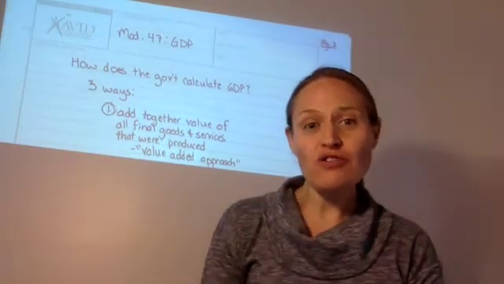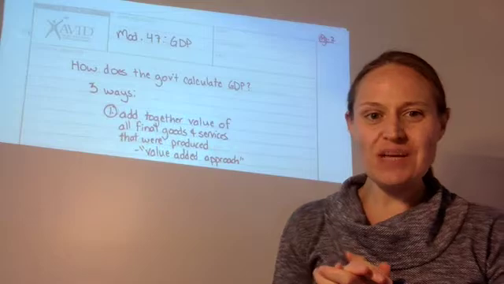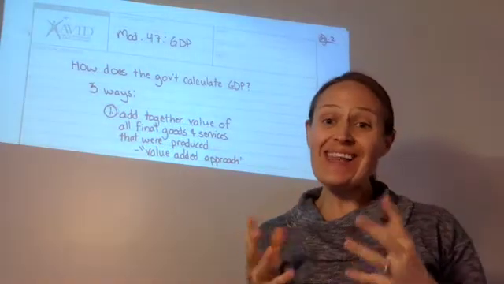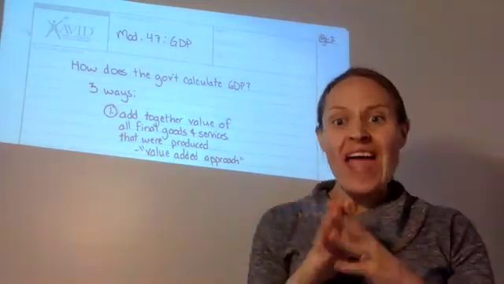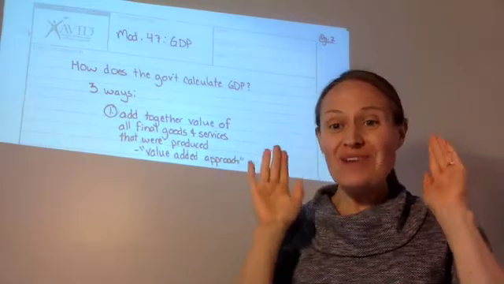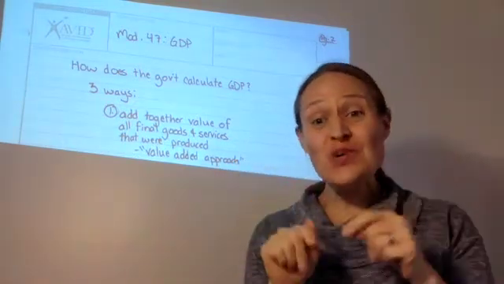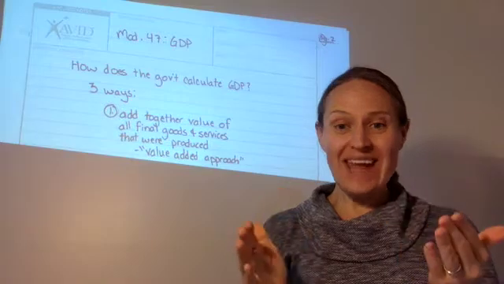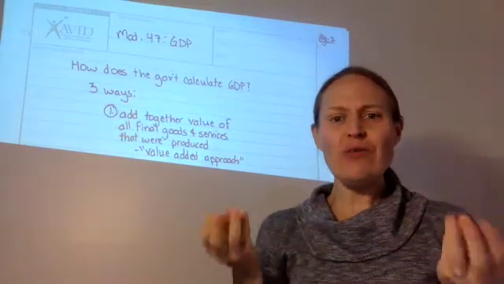All right, here we go with part 2 of our Mod 7 video about GDP. So how does the government calculate the GDP? Like, how do they figure it out? It's such a huge number, $21 trillion just for the US GDP for 2019. Now, how do they figure out these huge numbers?